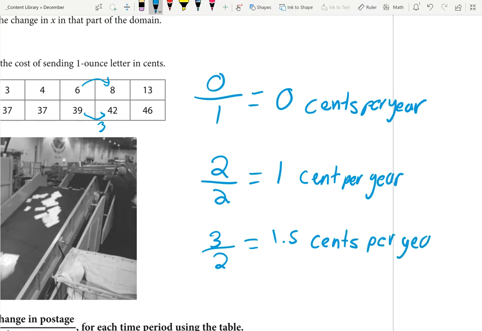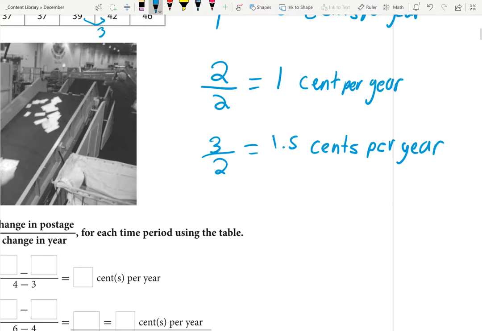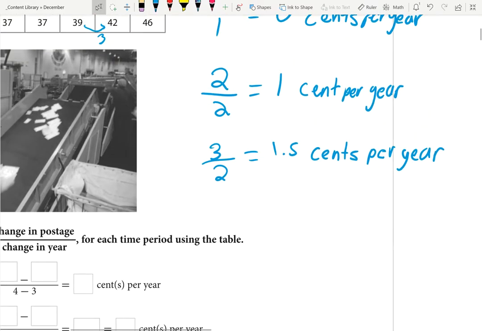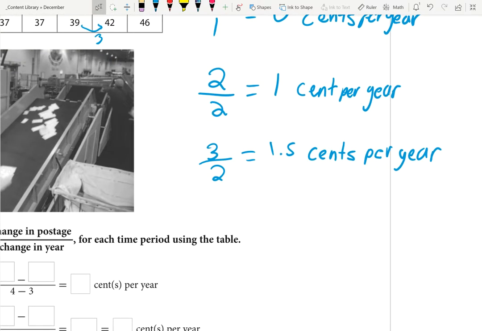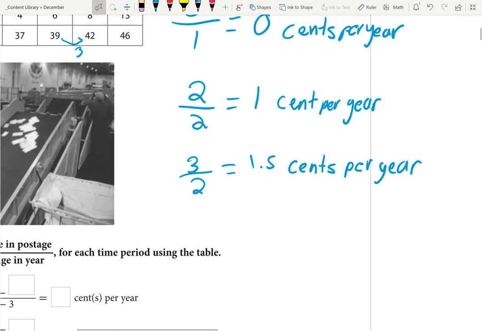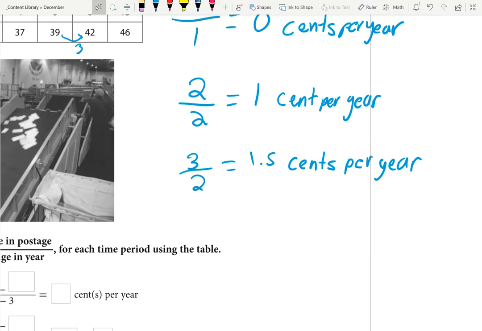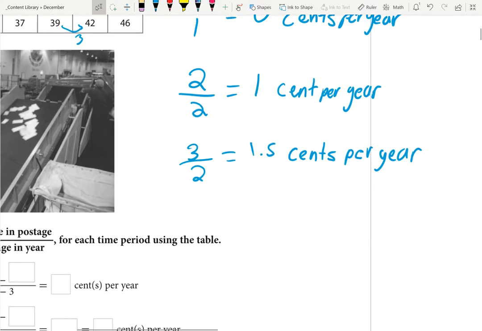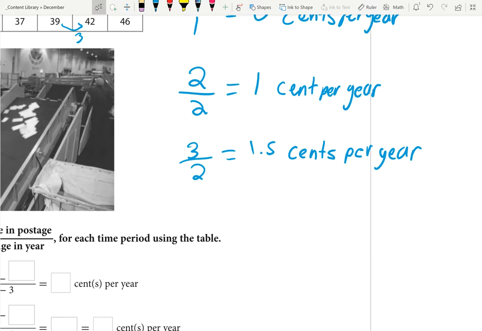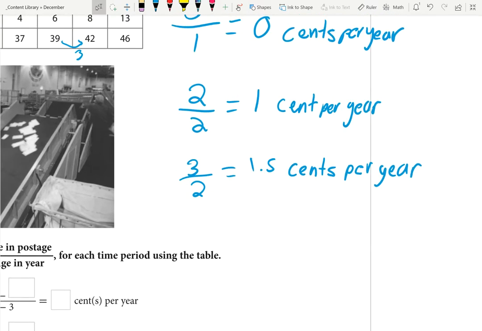Now, I know you're probably thinking, what do you mean half a cent? There's no such thing as half a cent. No, not really, but it's kind of an average. So we're not trying to find an exact number, it's just an average. So think of it like this. You've got 2 years, year 6 to year 8. So 2 years go by.